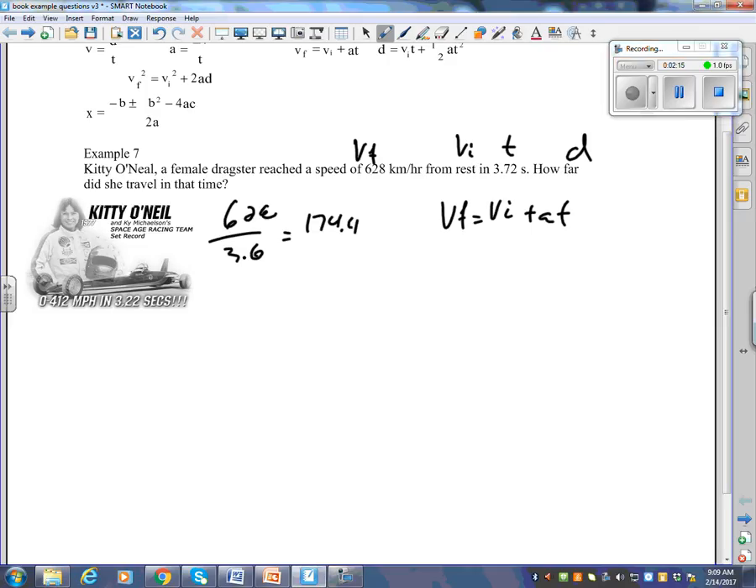174.4 meters per second, and then we're going to throw that in over here. The final velocity is 174.4, the initial velocity is 0. Solve for acceleration, and our time was 3.72. So really, we're just dividing by 3.72, and you should get an acceleration of 46.9 meters per second squared. That's pretty quick acceleration.